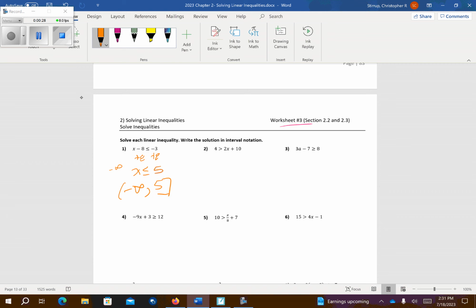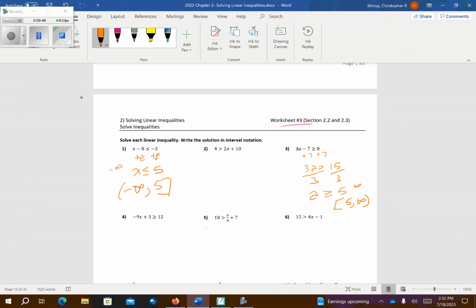Number 3, I'm going to do this in 2 steps. Add 7, add 7. So 3a is greater than or equal to 15. Divide by 3, divide by 3. A is greater than or equal to 5. So that's going to go to infinity. So it's a hard bracket at 5 going to infinity.